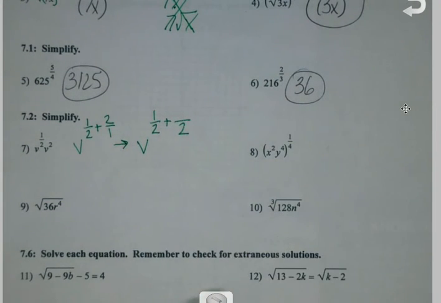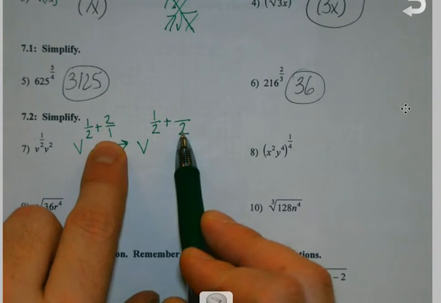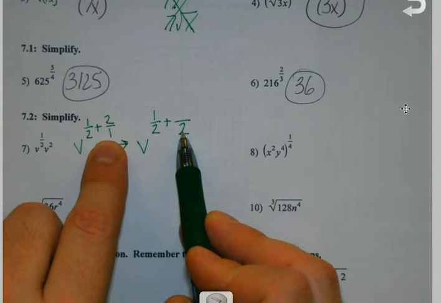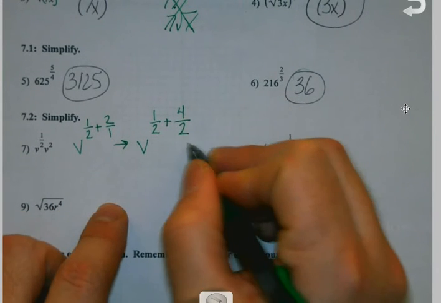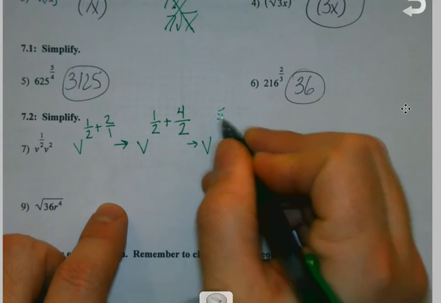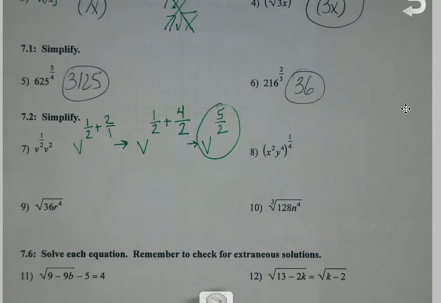But to get to the second part, whatever I multiply 1 by to get to 2, which is 2, I have to do the same thing to the numerator. So 2 times 2 is 4. Then I can add the numerators together, but I leave the denominator alone. Okay, but when I'm adding, I have to have a common denominator. That's all there is to it, and I'm good there.